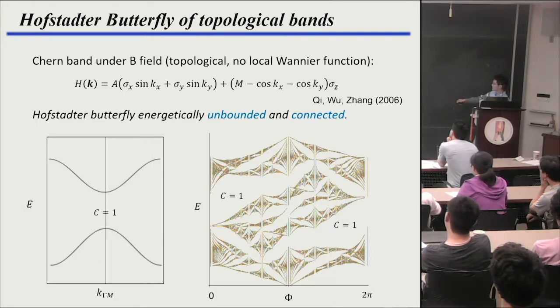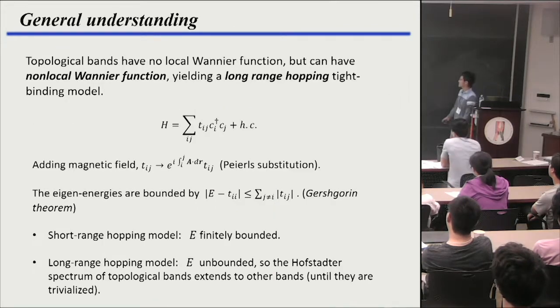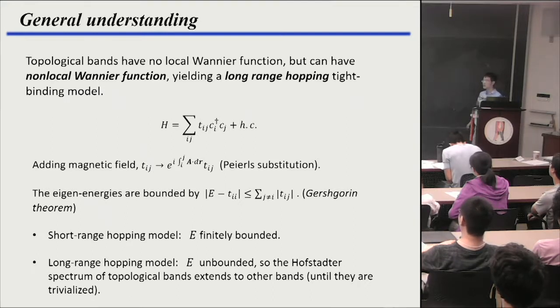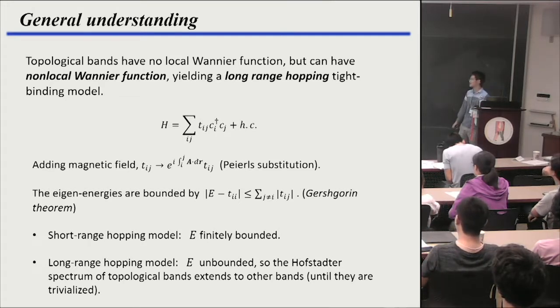Or in other words, if you just look at this topologically non-trivial band, its Hofstadter butterfly is not bounded by the energy range of this band. Instead, it goes to the other bands and has a connection. Basically, this is what I want to say. A topological state will have, in general, this connection between Hofstadter butterflies of different bands. And there's a general understanding, this is not a proof, but just some understanding. Recall that as long as you have topology, no matter if it's fragile or stable, it indicates you don't have local winding functions. But if you insist that you want to write a tight-binding model within just these bands, you can have non-local winding functions and long-range hoppings.